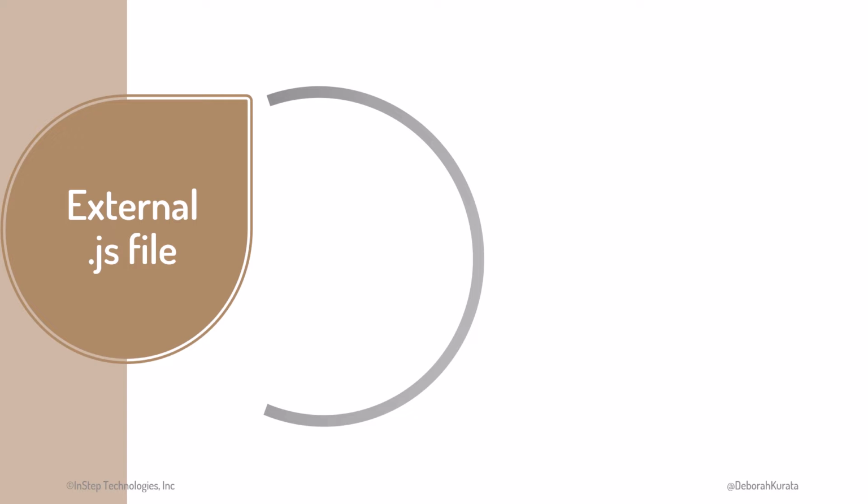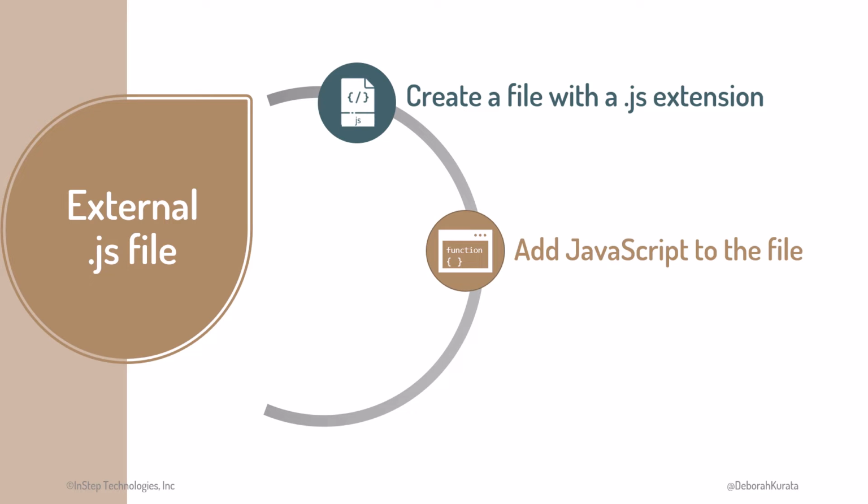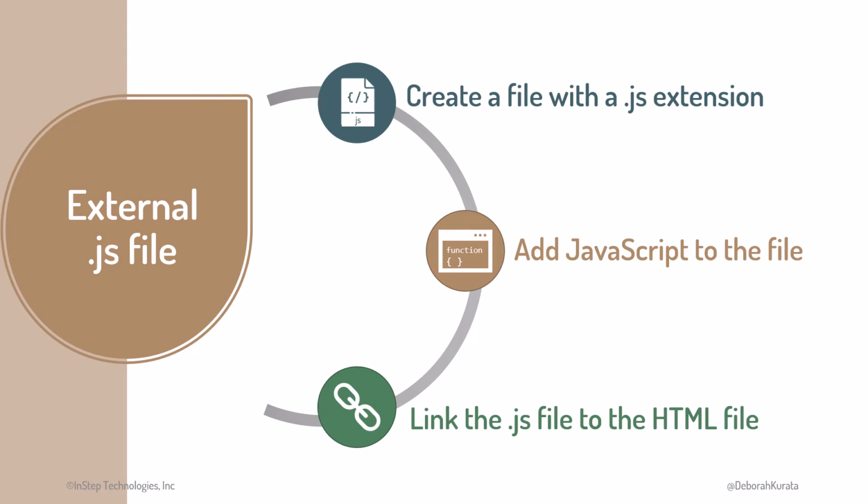There are 3 basic steps to writing our JavaScript code using an external .js file. First, we create a file with a .js extension. Next, we add JavaScript code to that file. Lastly, we link the .js file to the HTML file using a script element. We set its src or source attribute to the location of our .js file. And as with the inline approach, we put the script element just above the closing body tag.